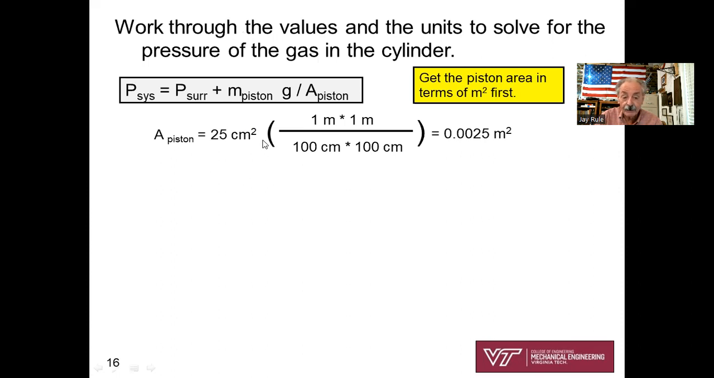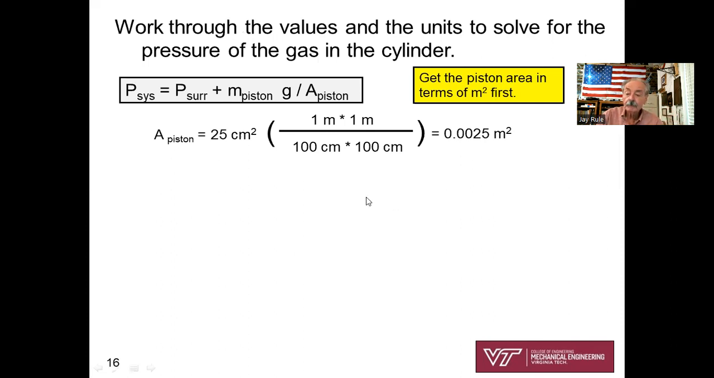25 centimeters squared times unity. 1 meter times 1 meter in the numerator, 100 centimeters in the denominator, and that's going to be 10 to the minus fourth, isn't it? So it's 25 times 10 to the minus fourth square meters. And of course, you can go through and get your units cancellation. So you've got the area of the piston in terms of square meters.